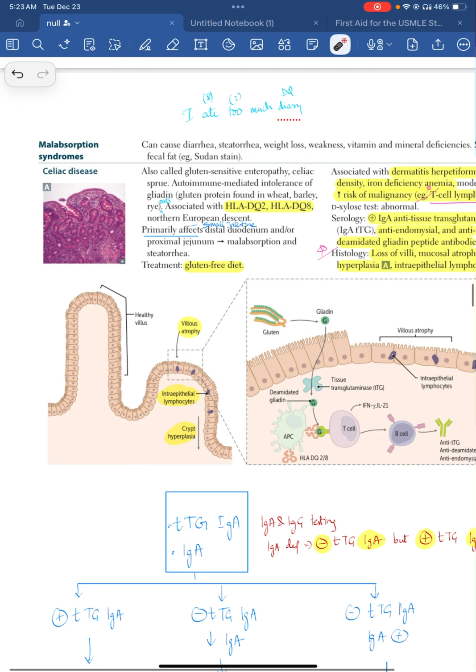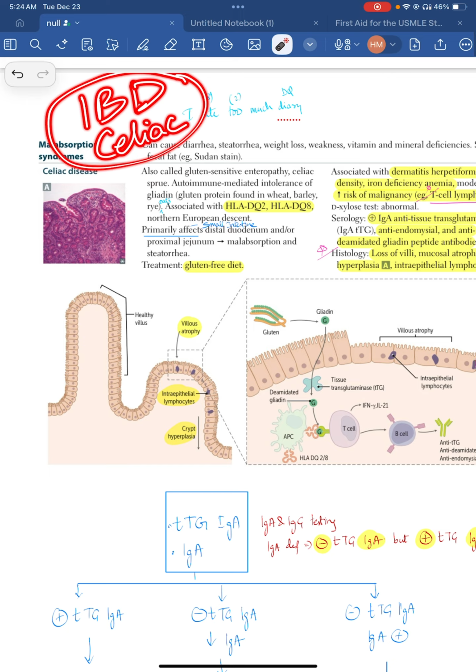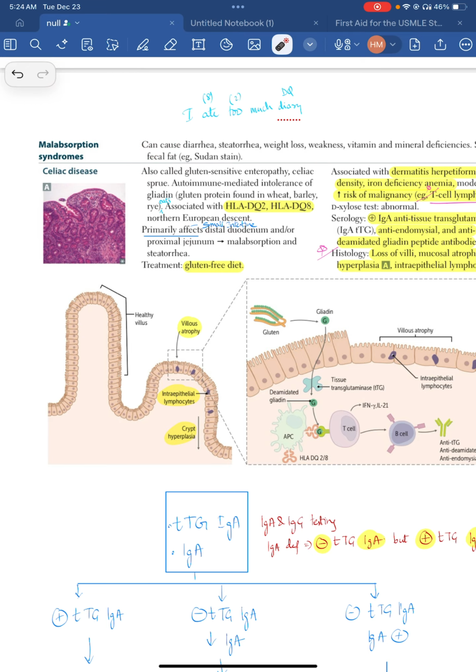Celiac disease. Celiac disease has many names. It is called gluten sensitive enteropathy, because this is due to antigens from gluten. You need to remember IBD and celiac. These are the most important diseases of the small intestine, and both of them are autoimmune diseases.